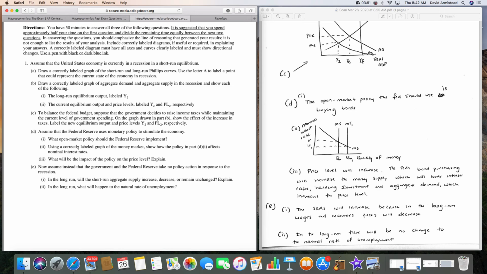Using a correctly labeled graph of the money market, show how the policy in Part D.I affects nominal interest rates. What will be the impact of the policy on the price level? Explain. Okay, here's my graph, right? I've got nominal interest rate written out. You need to write out the words, quantity of money. It's fine if you label this simply interest rate 1. We're showing the money supply increase. They're buying bonds. Buy bonds, big money supply increase, bringing the interest rate down.